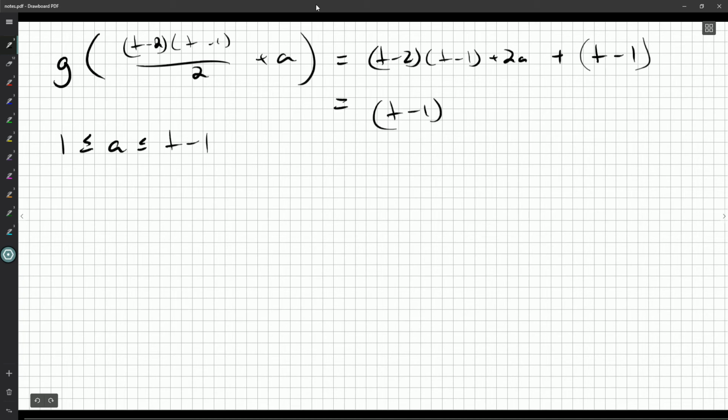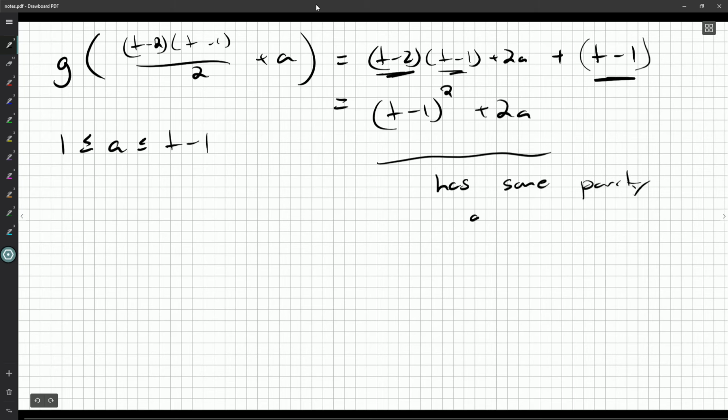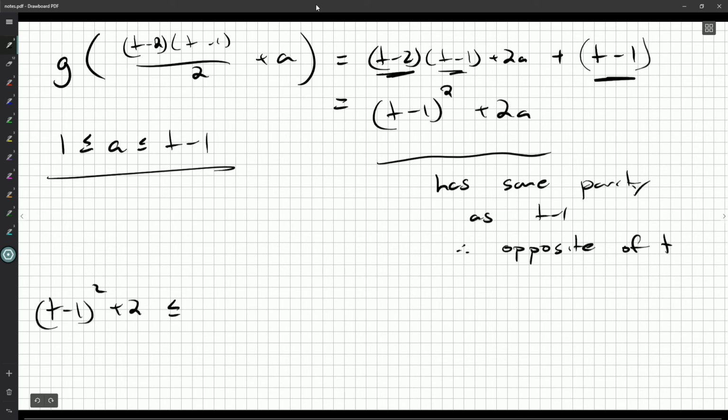So adding t minus 1, here we'll get another t minus 1, so we'll get t minus 2 plus 1, so t minus 1 squared plus 2a. So I notice it has the same parity as t minus 1, and therefore opposite parity of t. So if t is odd, these g values are filling in the even numbers, which is what I wanted to show. And then with this particular range of values, we'll have t minus 1 squared plus 2 all the way to t minus 1 squared plus 2t, which happens to be t squared minus 1, which should work out. And I'm going to say that we're done at that point.